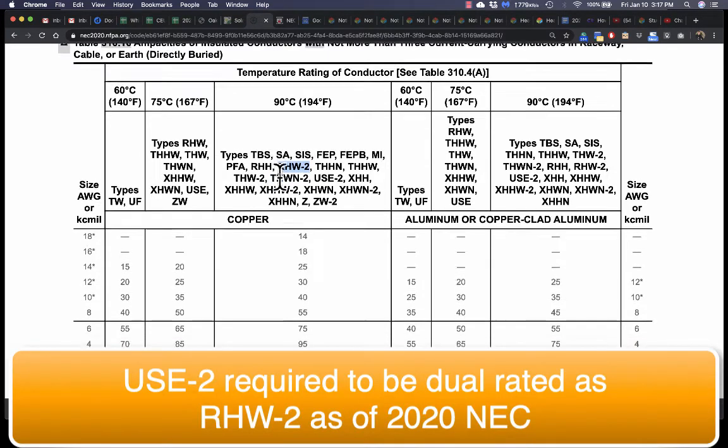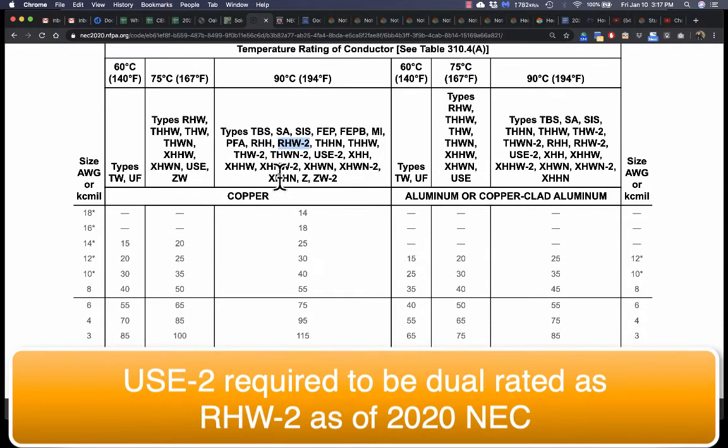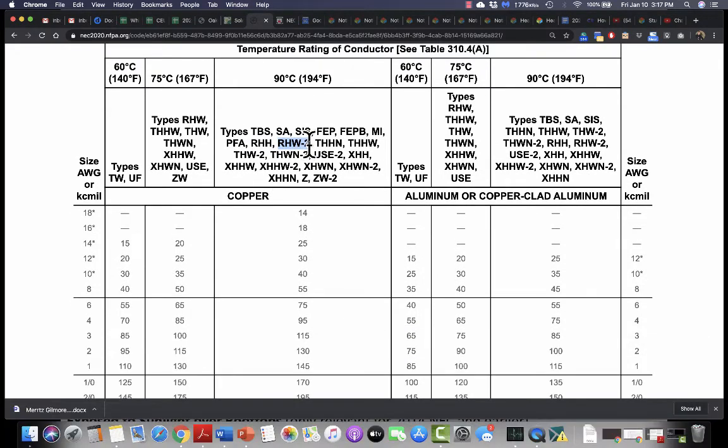So now your USE-2 wire, it almost always is dual rated as RHW-2, but now it's required to be. It would be hard to find USE-2 wire that isn't dual rated as RHW-2, but if you were unlucky and you found that, then you couldn't use it. Now, according to the 2020 NEC, in the 2017 NEC, you could, in the 2020 NEC, you can't. And I know that this course is covering different levels of the NEC.